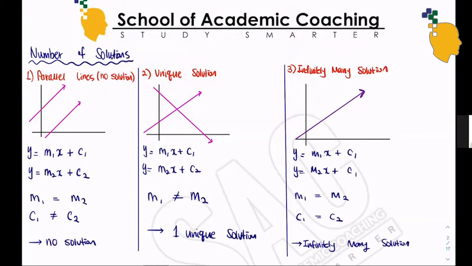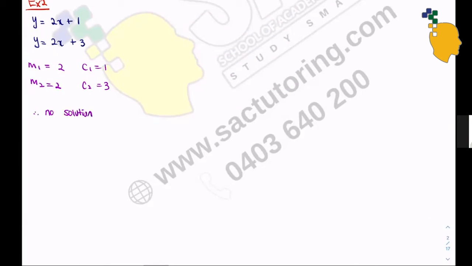So let's have a go with the examples here. Example 1 is y equals 2x plus 1, y equals 2x plus 3. Let's see how many solutions they have. The gradient of the first one is 2, gradient of the second one is 2. Y-intercept of the first equation is 1 and y-intercept of second equation is 3. They have same gradients but different y-intercepts, so they will not have any solutions.